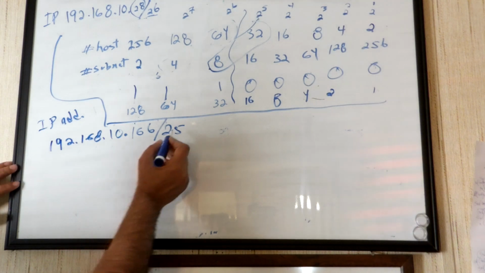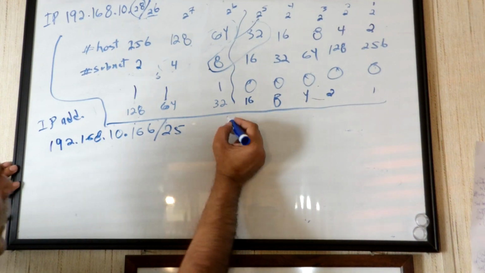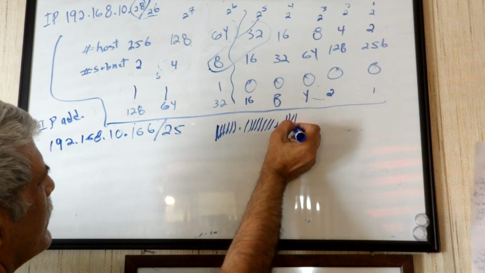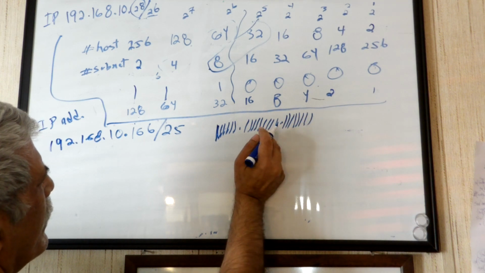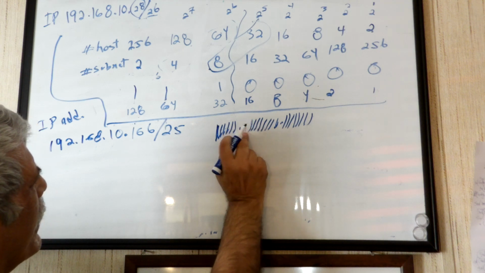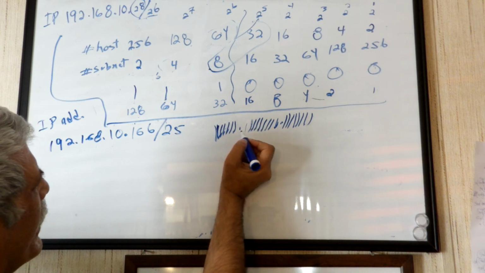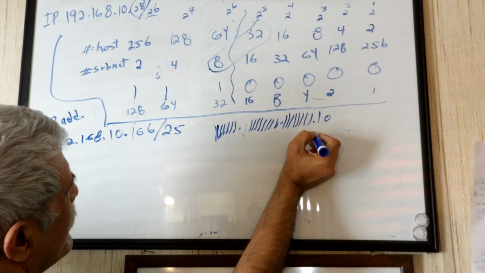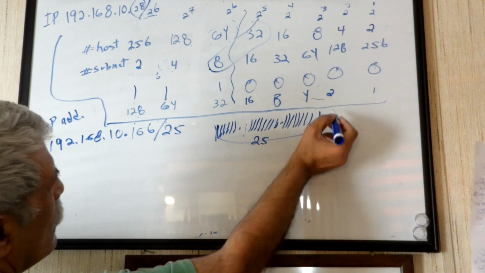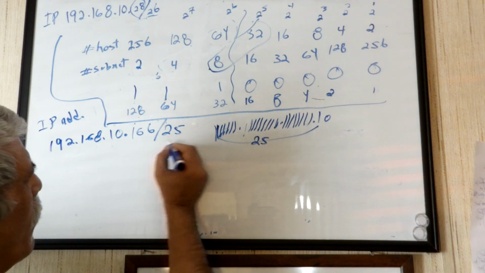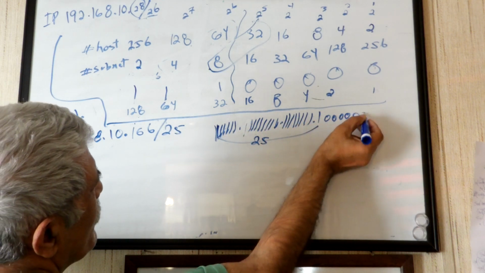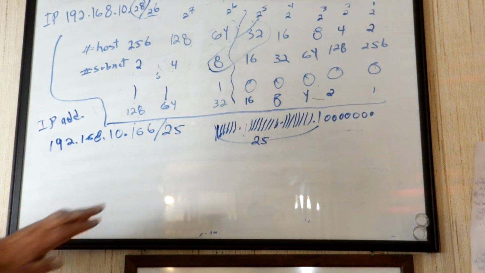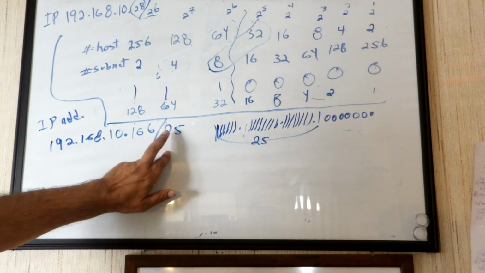Okay, we say /25. What does that mean? It means we have 8 ones here, 8 ones here, and 8 ones here, and then the /25. From here to here is going to be 25. It shows the number of ones, and then we have 7 zeros here. This is 25 ones. The number talks about the number of ones.